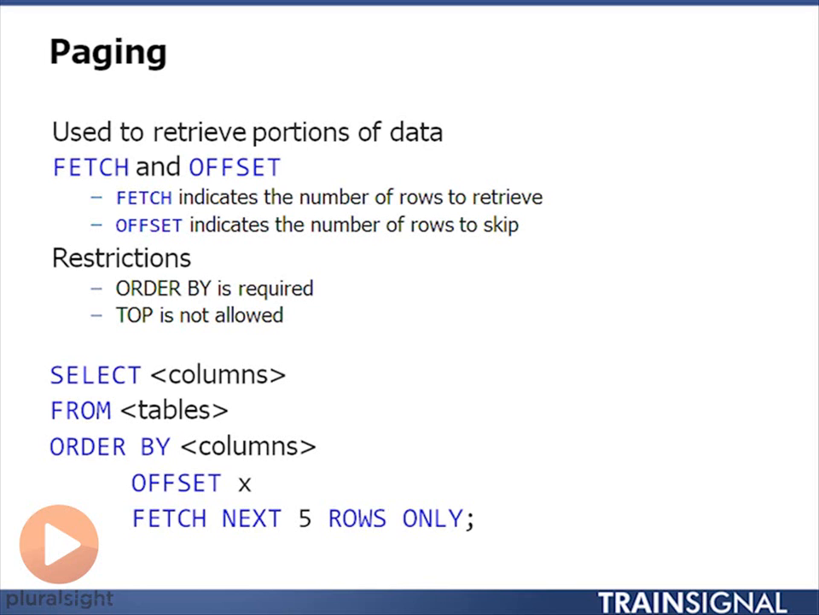Now, there are 2 little restrictions. You're not allowed to use top, which sort of makes sense because our fetch is going to indicate the number of rows that we want anyway. And you are required to use an order by statement, which again makes sense because how's it going to know how to order the data to go grab? Let's take a look at how to use our fetch and offset.